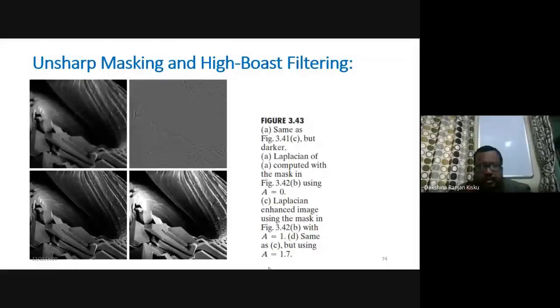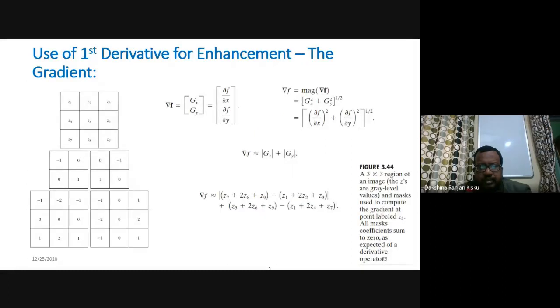For high boost filtering, and then we can see the effect after applying the high boost filtering technique. Okay. Now we will talk about the first derivative for image enhancement, and this is called the gradient.